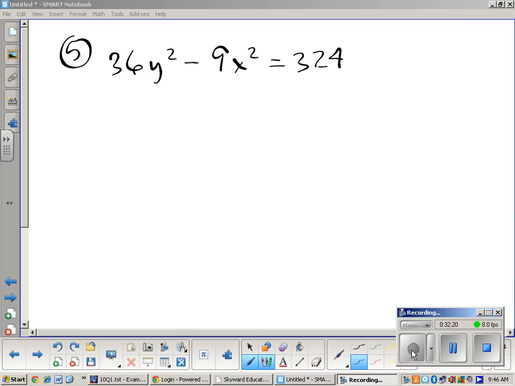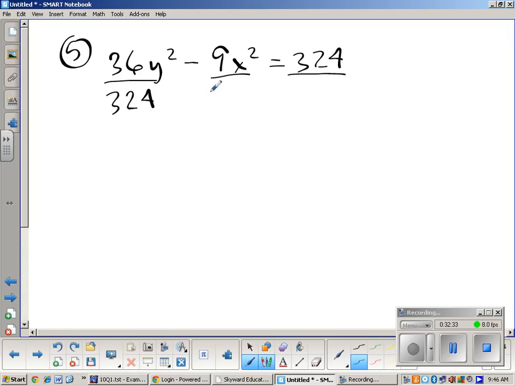I selected this one because it's not in the right form yet, is it? We need it to be equal to 1, so I have to divide everything by 324. And again, many of you are used to just drawing one line over here like this and dividing it by 324. I strongly urge you not to do that, because the model we're looking at needs two separate fractions.